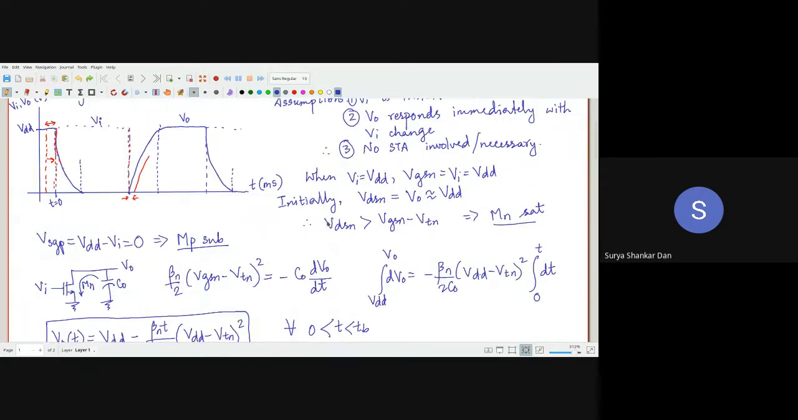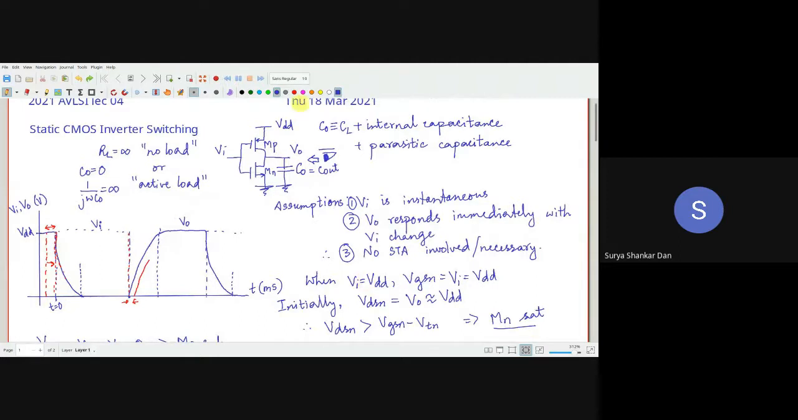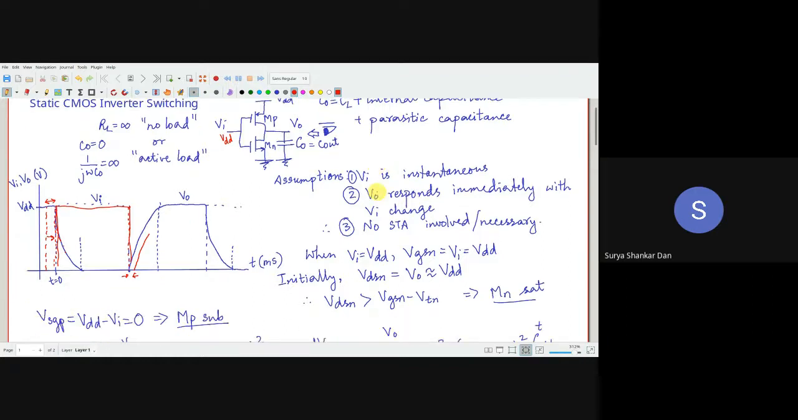Now, the first thing is that when Vi is equal to VDD, as I said, you don't have to bother about the variation from 0 to VDD. There is no need to think of it going from 0 to VDD. When Vi is equal to VDD, straight off, because, as I said, Vi is instantaneous. If we look here, this is Vi, exactly like that. When Vi is instantaneous, you are going to have Vi equal to VDD.